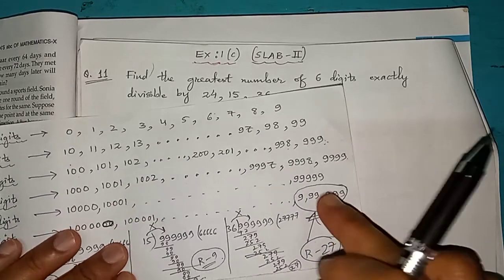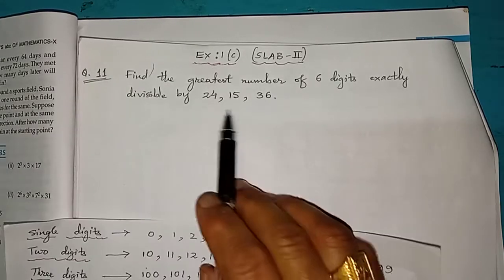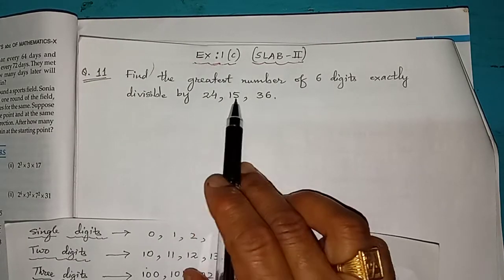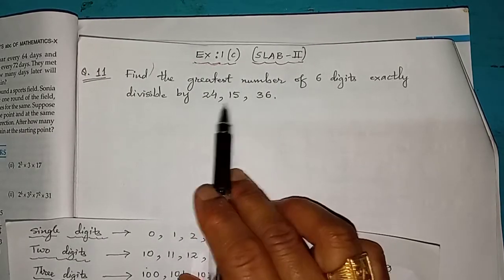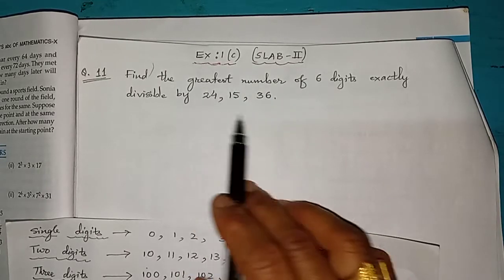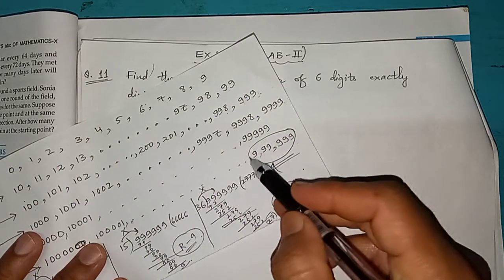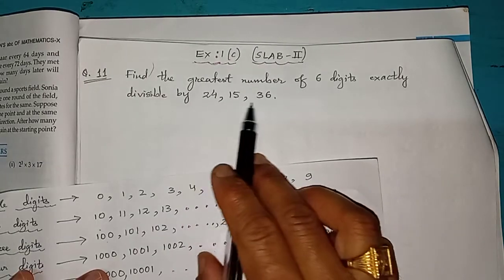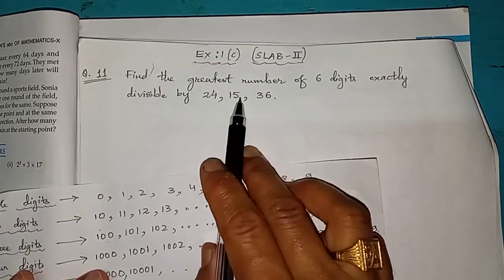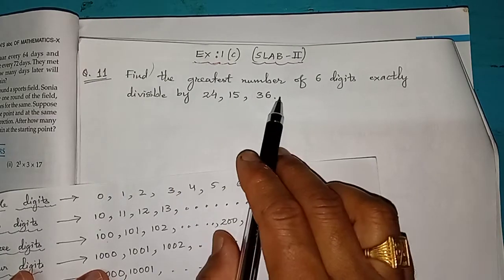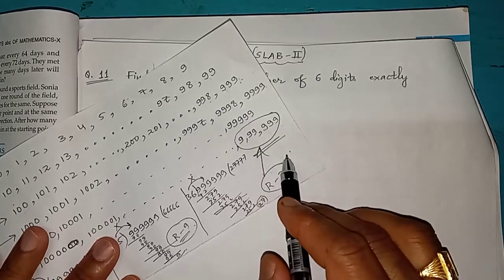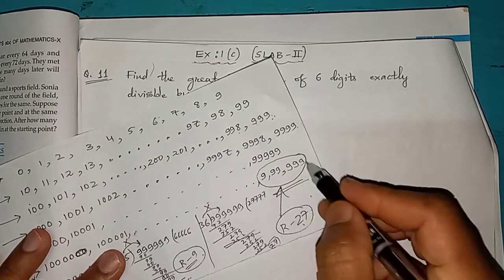But after writing this greatest number of 6 digits, we'll find the LCM of these three given numbers. Keep in mind, LCM means lowest common multiple. By that LCM we'll divide this greatest number of 6 digits, because the LCM will contain all these numbers, or you can say the LCM is divisible by all these three numbers. So we divide by the LCM, and whatever remainder comes, we subtract that remainder from the number to get the answer.